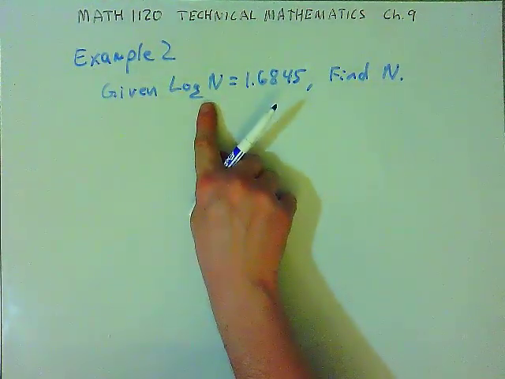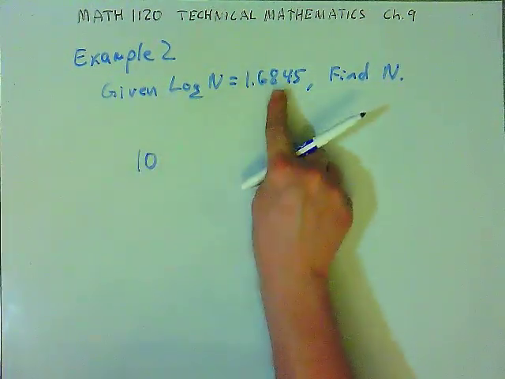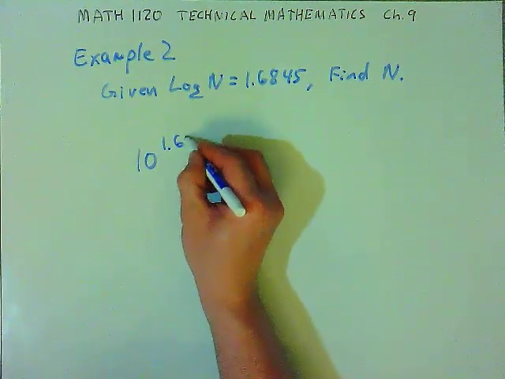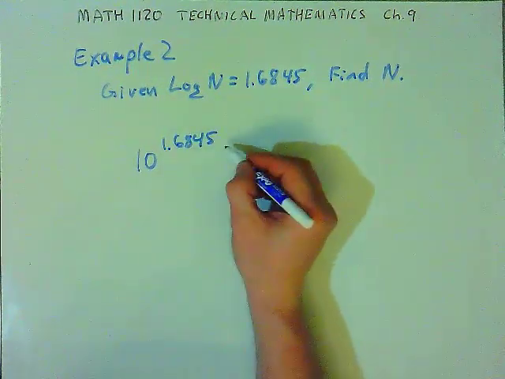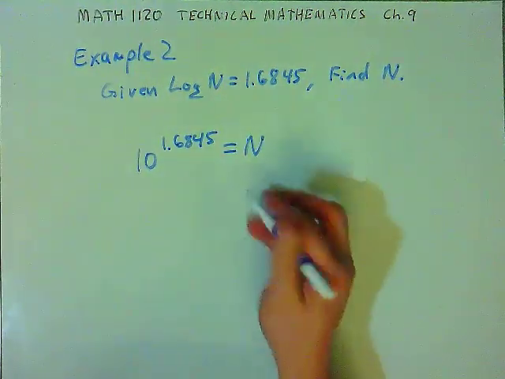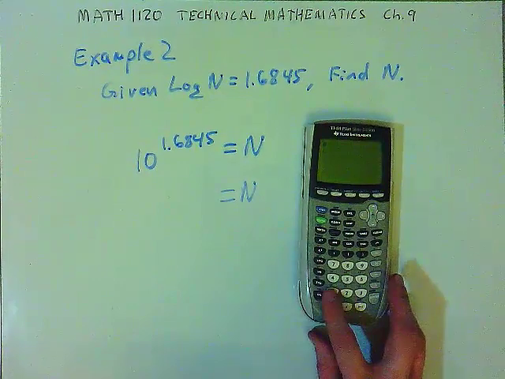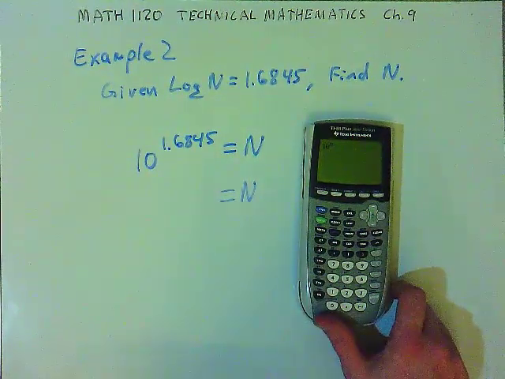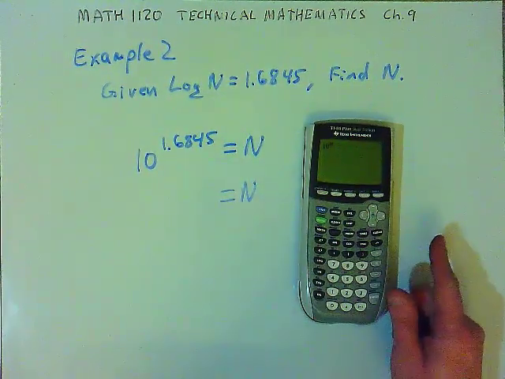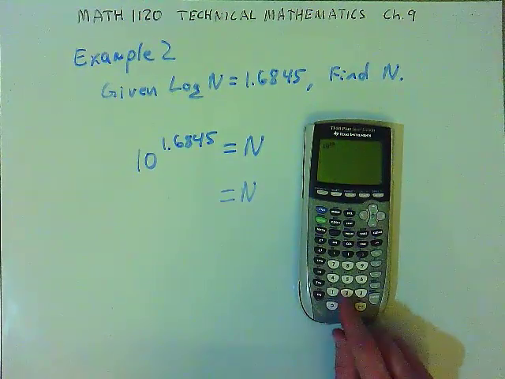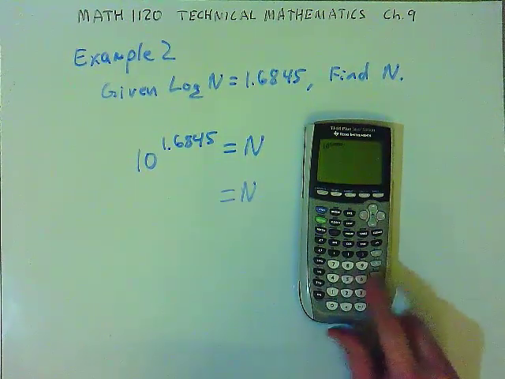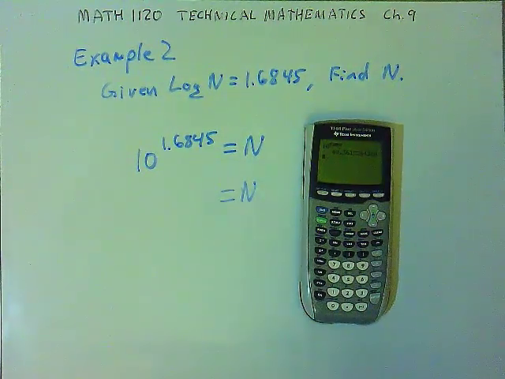We know that the base is 10. The exponent is the 1.6845, and this is going to be equal to n. We can find n on our calculator by taking 10 to this power. So we'll type in 10, use the caret button for your power, or maybe you have a y to the x button, and you'll type in 1.6845, and you press equals, and you get 48.3615.